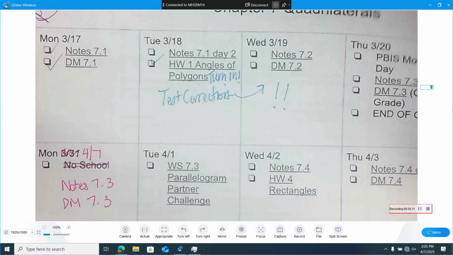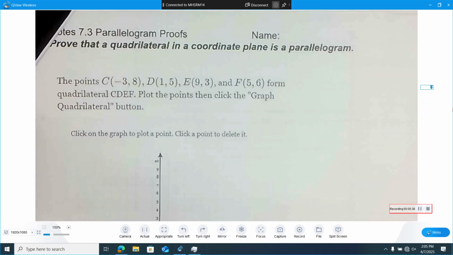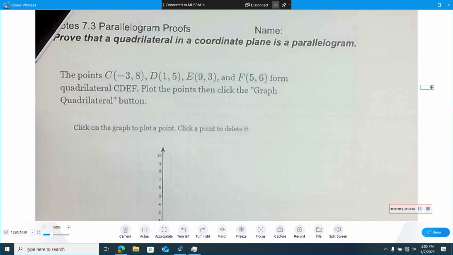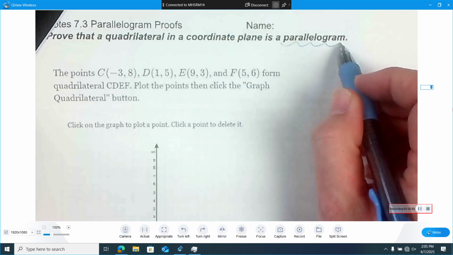Once we're finished with notes, then I'll release the Delta Math assignment for you. So here we have the notes. 7.3, parallelogram proofs. Today we're going to be proving that a quadrilateral is a parallelogram.